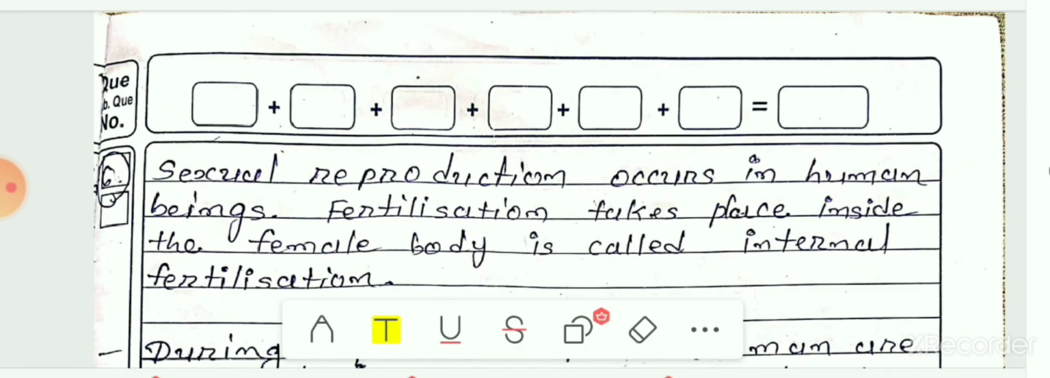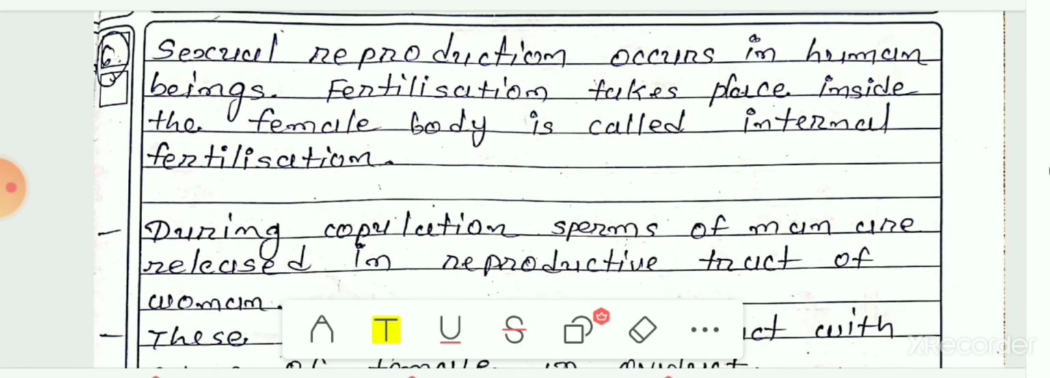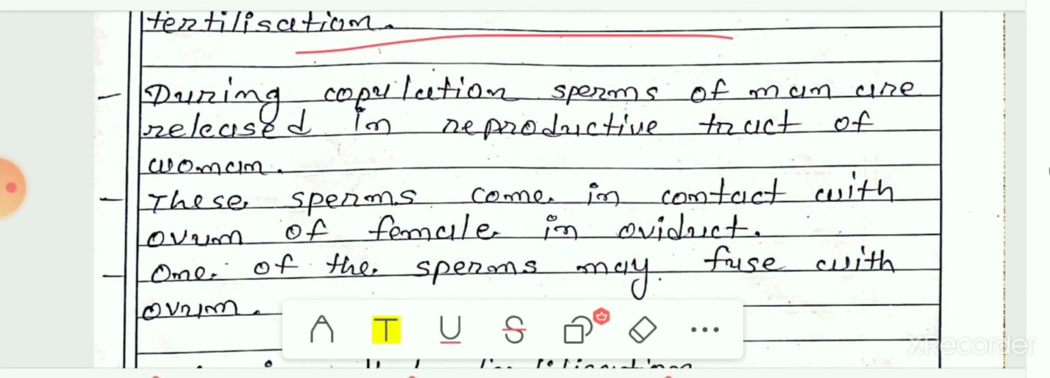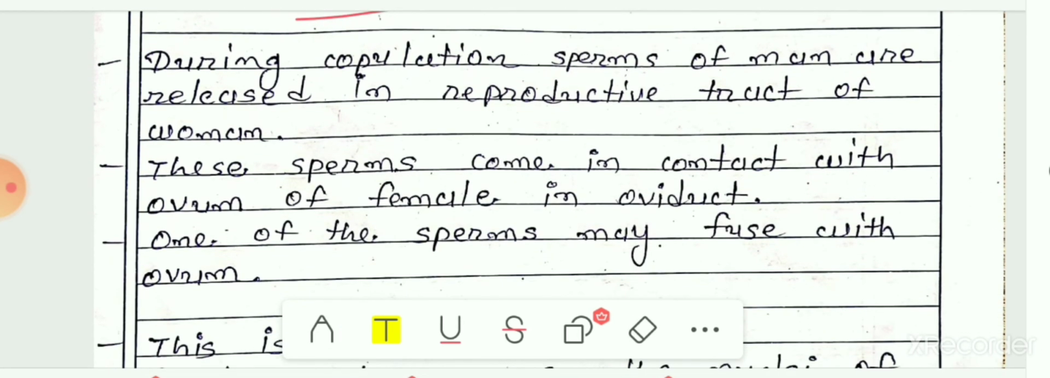Next question number 6 was describe the process of fertilization in human beings. So here the answer is given to you. So first let me see what is internal fertilization, because in human beings the fertilization method is internal. Sexual reproduction occurs in human beings, and fertilization that takes place inside the female body is called internal fertilization. During copulation the sperms of men are released in the reproductive tract of the woman.